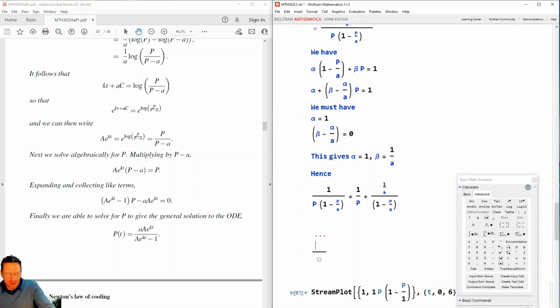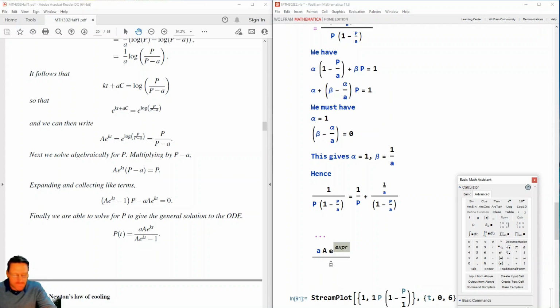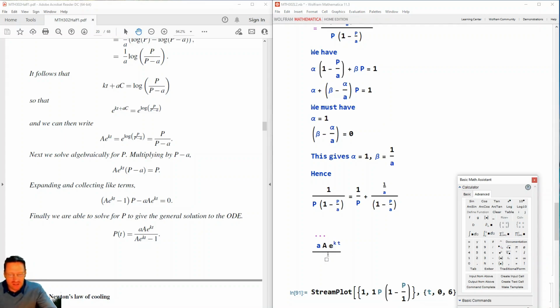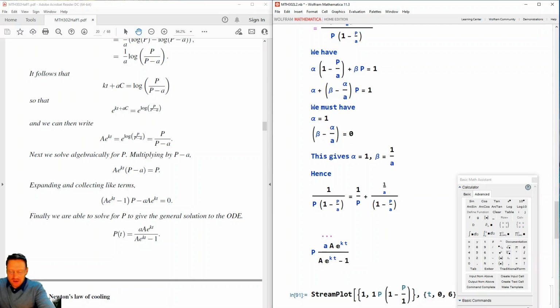We have a, uppercase A, e to the kt, and then we have that over e to the kt minus 1, and so we found that p of t is equal to this.